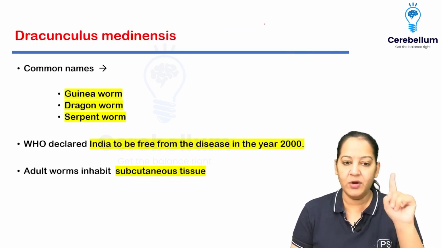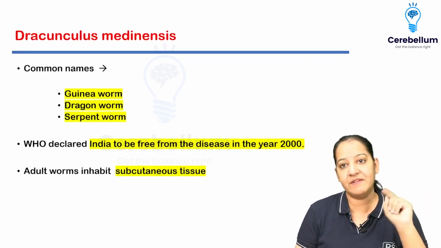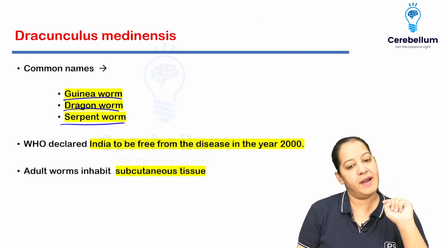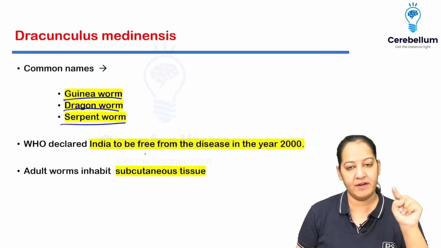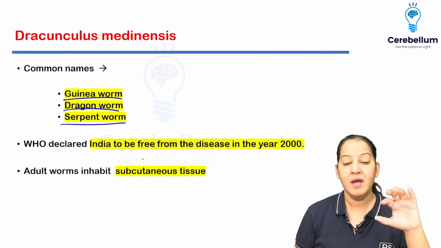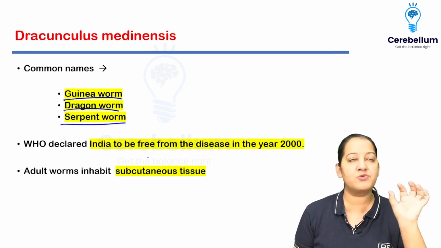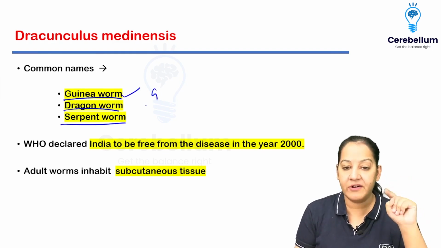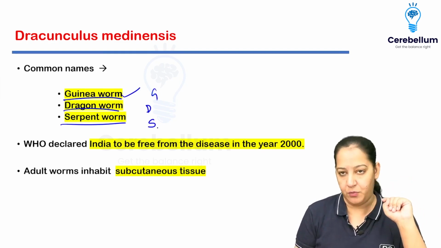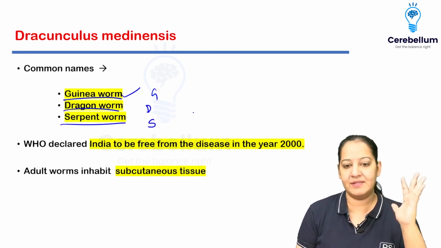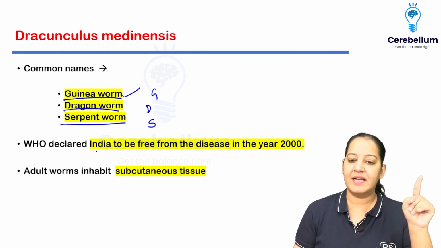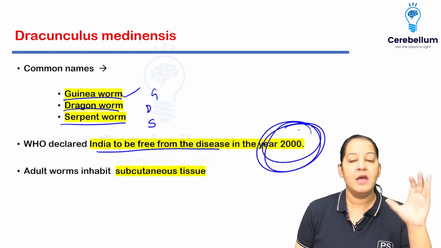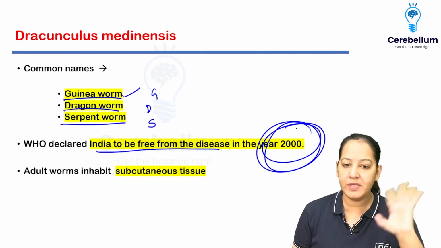D. medinensis. What are the other names given to D. medinensis? It is guinea worm, dragon worm and serpent worm. Please learn the other names. The other name of Trichinella spiralis was Trichinella only, right? And here it is guinea worm, dragon worm or serpent worm. Dragon and serpent are one and the same thing, right? India was declared free of dracunculosis in the year 2000. After the year 2000, there is no disease.